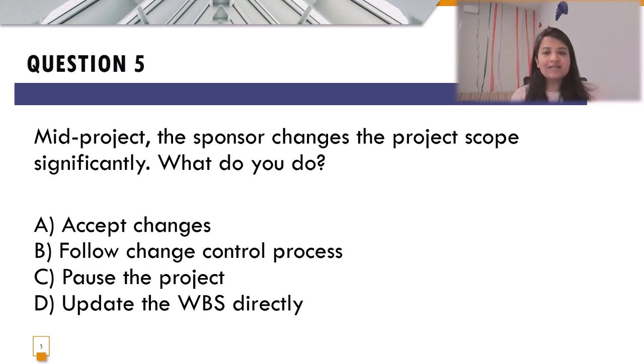So in this case, we need to go ahead and follow the change control process as a part of this particular project, which has been the main derivative suggested by PMI. Whenever somebody requests a change, it cannot be accepted directly, or you cannot pause the project because somebody has requested the change, or you should not go ahead and directly take an action by updating the WBS without getting a formal acceptance of the request for this particular change. So the correct answer over here has to be follow the change control process.